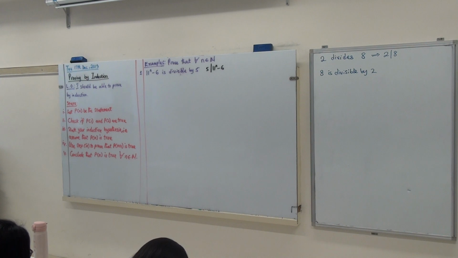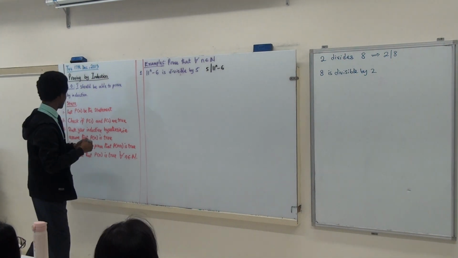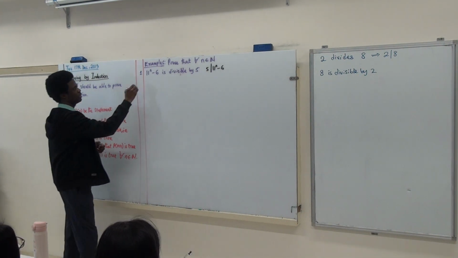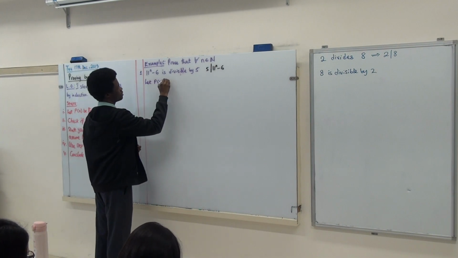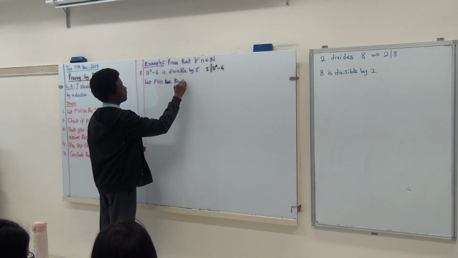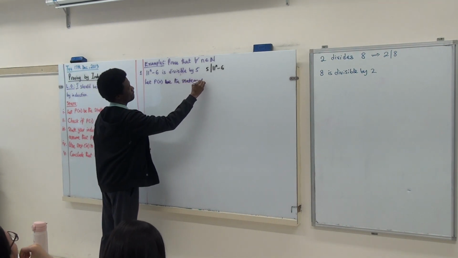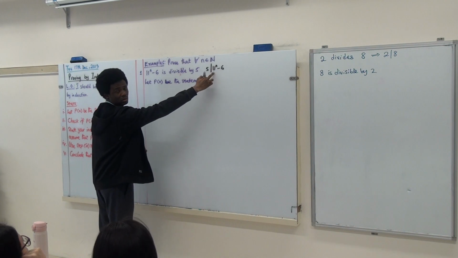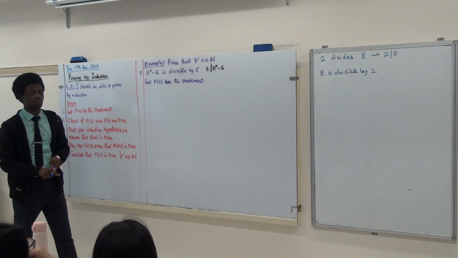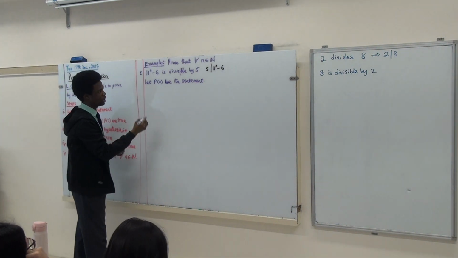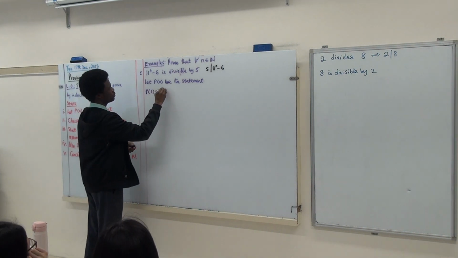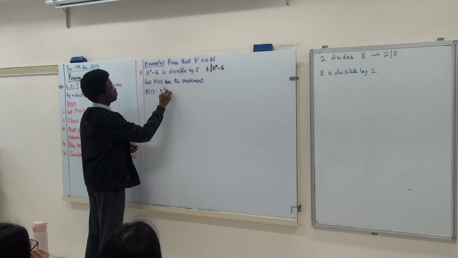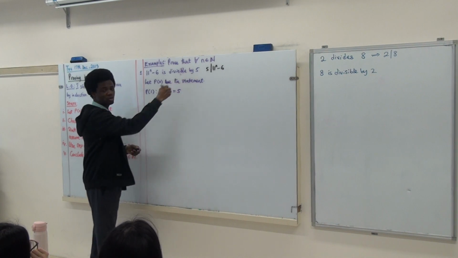Anyway, so please, can we all look at the board? Everybody, let's look at the board. So again, let P(n) be the statement. You don't have to repeat it. And this is the statement. Okay? Let P(n) be the statement. So, you check for P(1). In the case of P(1), I have 11 to power 1 minus 6, which is what? 5. Is it divisible by 5?